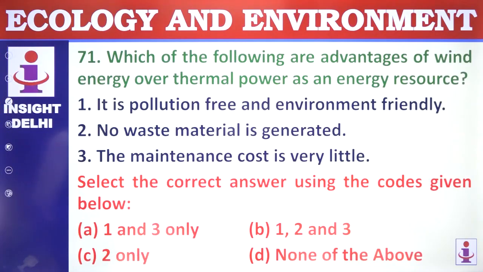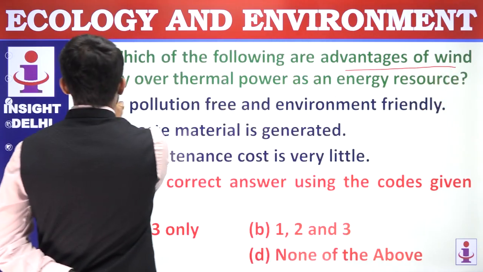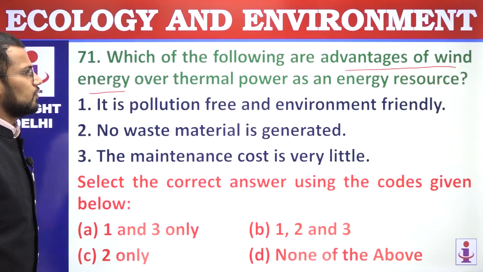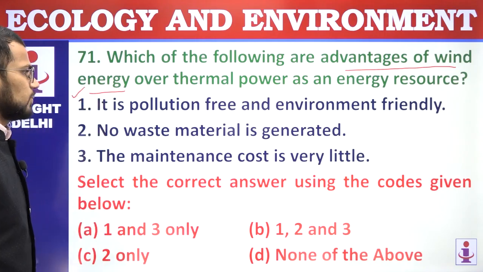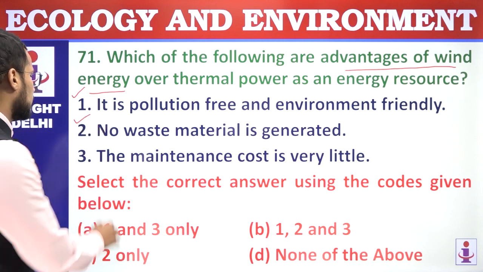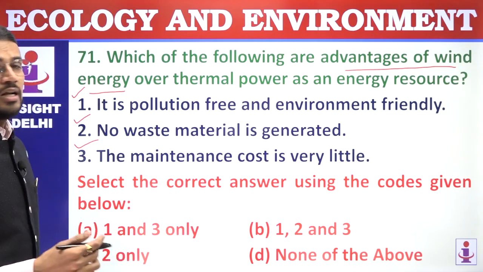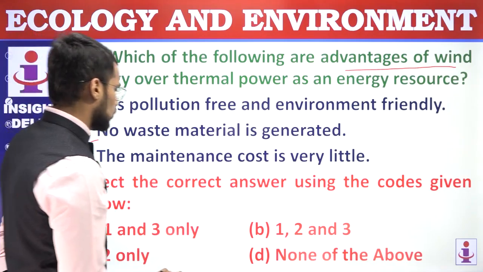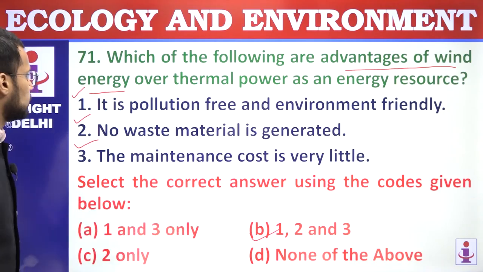71. Which of the following are advantages of wind energy over thermal power as an energy resource? Right. So the question is on advantages of wind energy. First, it is pollution free and environment friendly. Correct statement. Second, no waste material is generated. Correct statement. Third, the maintenance cost is very little. This is also a correct statement. So all these are advantages of wind energy over thermal power, and that's why the answer is 1, 2 and 3, that is option B, 1, 2 and 3. See, 71, answer is B.